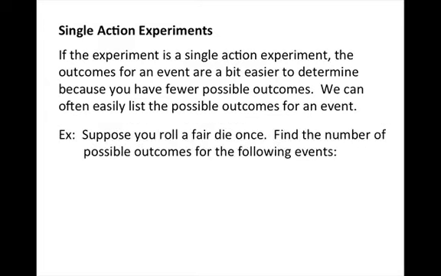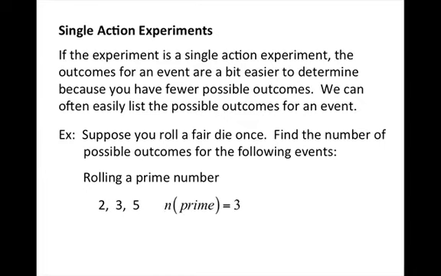So suppose you roll a fair die one time. Find the number of possible outcomes for the following events. So I first want to consider the event of rolling a prime number. Well, what are my prime numbers that I can roll with a single die? Well, if I roll a 2, 3, or a 5, those are prime numbers. So the number of prime numbers is 3.